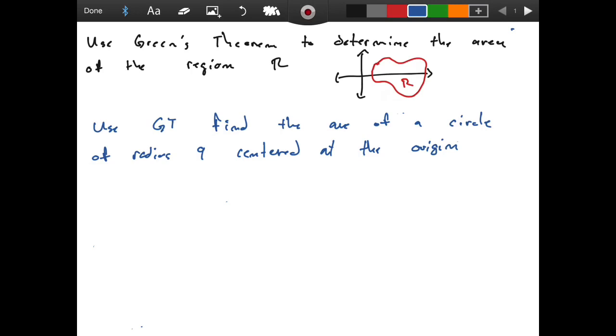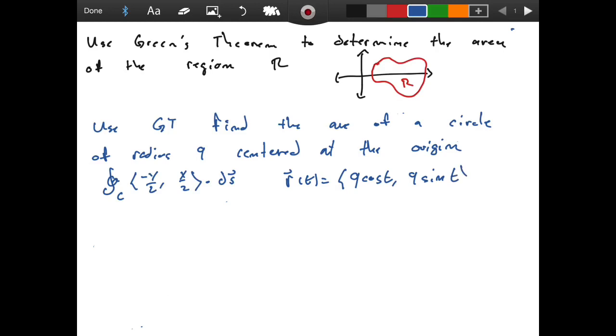Okay, so we want to do the integral of the vector field. So C is the boundary of a circle of radius 9 centered at the origin, and we want to integrate the vector field minus y over 2, x over 2, ds. Remember, the first step here is to come up with a parameterization. So r of t is equal to 9 cosine t, 9 sine t, 0 less than or equal to t less than or equal to 2 pi. And observe, this does give the counterclockwise parameterization, so we're okay there. And now we'll use this.